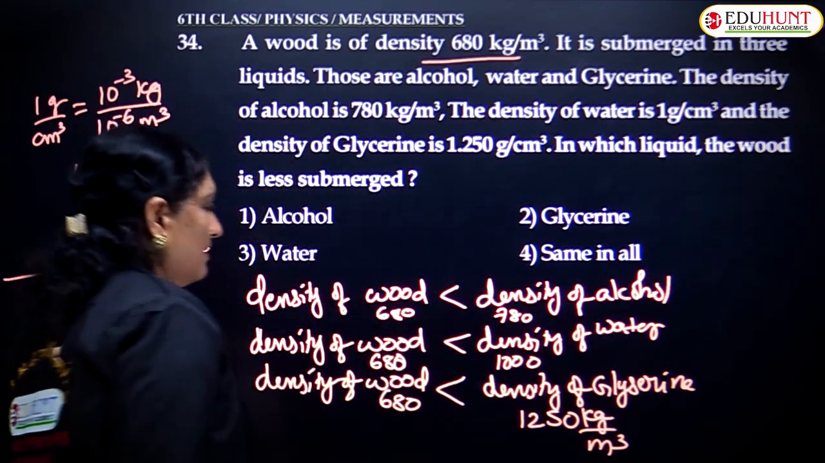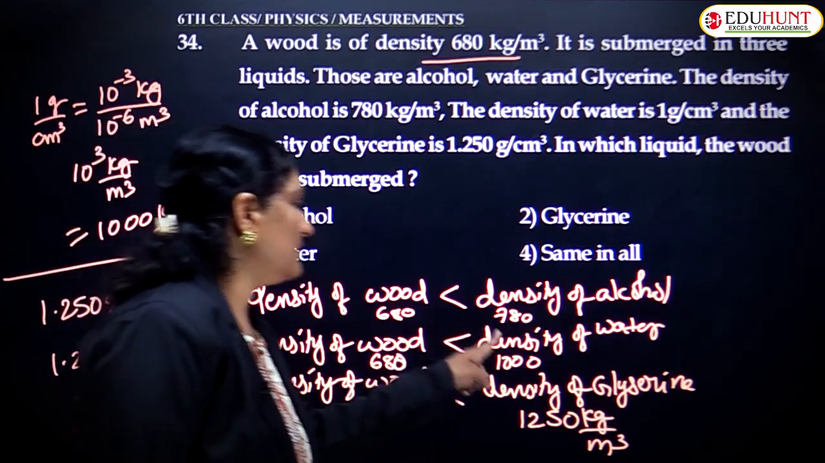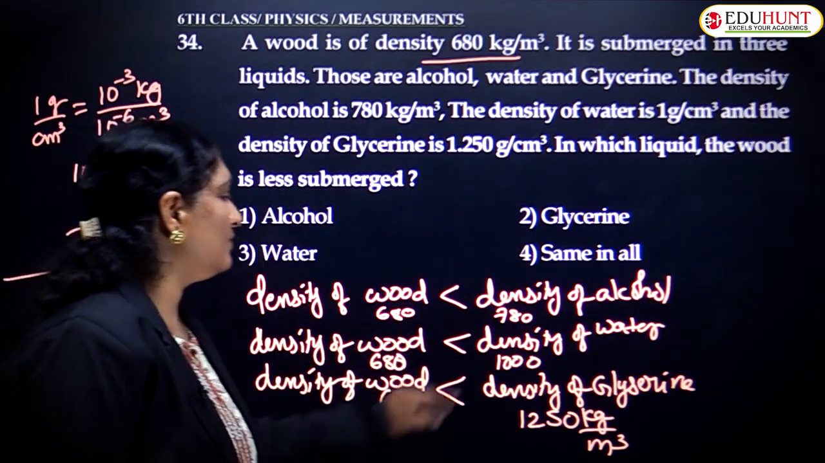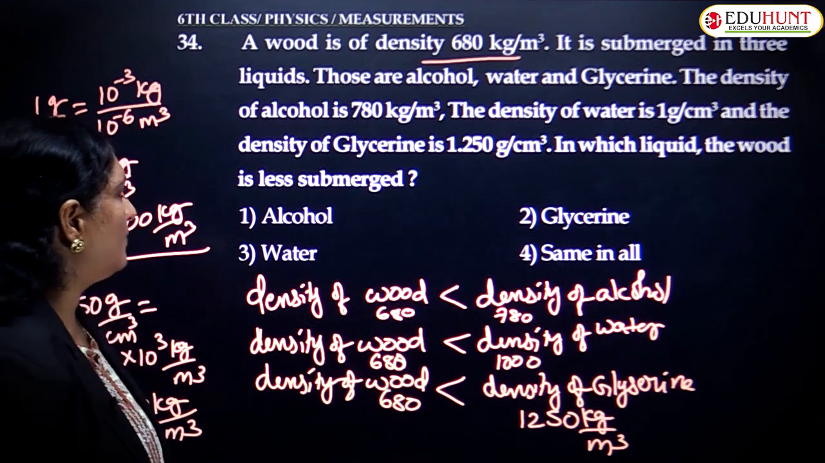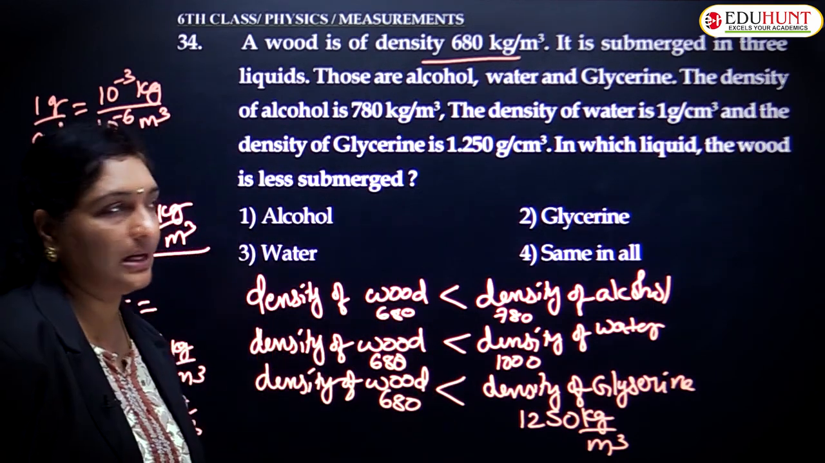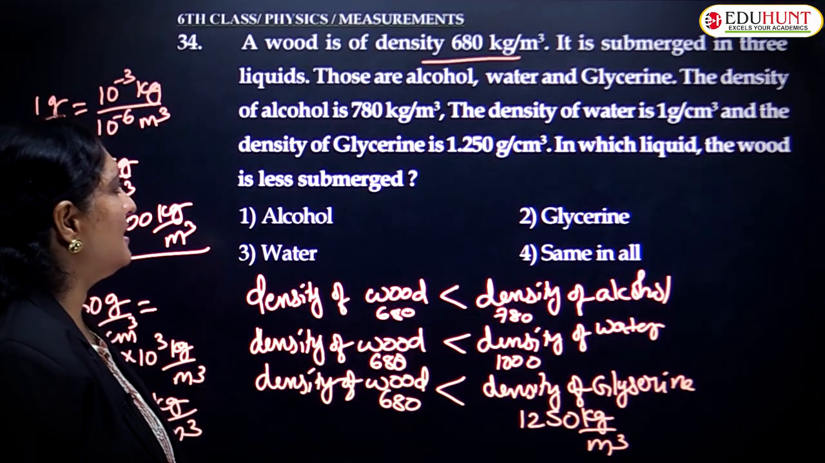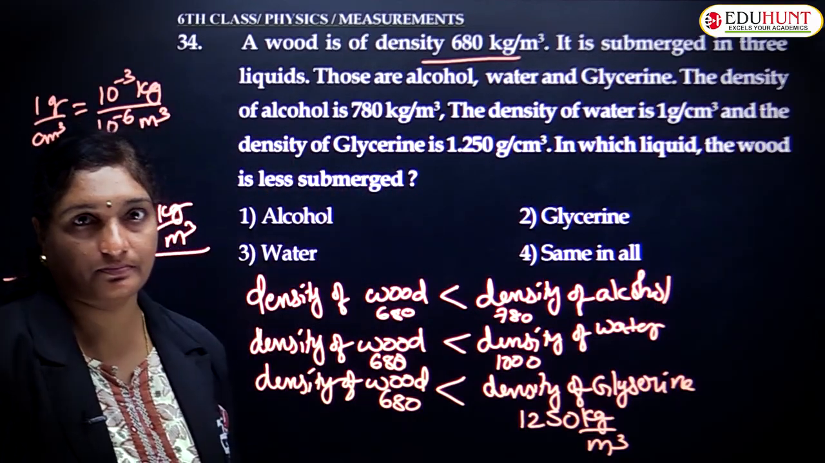Clearly, density of alcohol is greater than density of wood. Density of water is greater than density of wood. Density of glycerin is also found to be greater than density of wood. So in all the three cases, the wood will start floating. But what was asked means in which liquid the wood is less submerged.